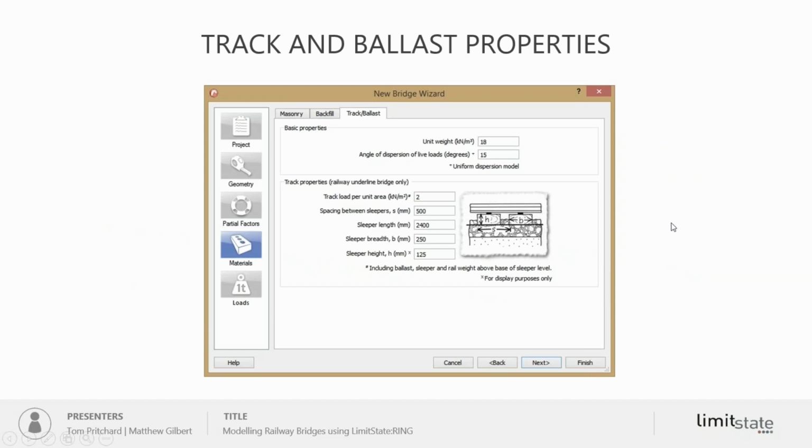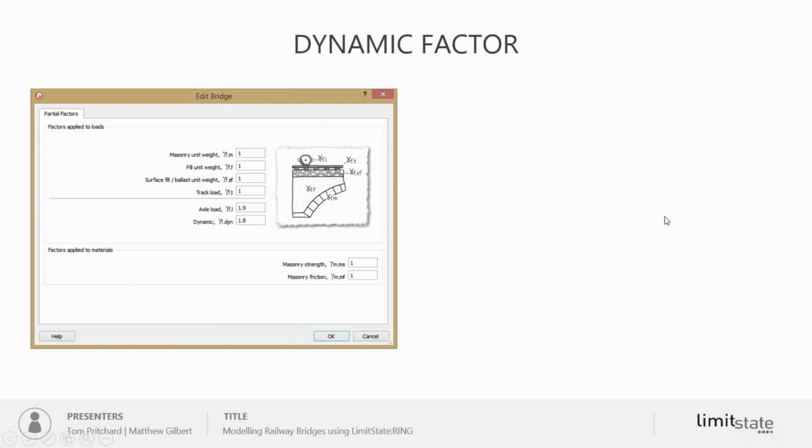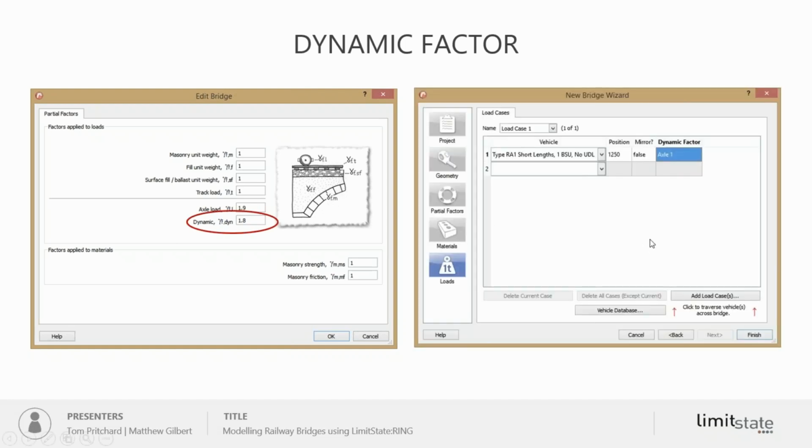We've talked about the track and ballast properties. What we haven't talked about explicitly is the partial factors on the loading. You can apply a load partial factor to the axles, but also you can choose to have a separate dynamic factor, which is selectively applied to one or more of the axles in your vehicle. If you select that dynamic factor, you can then choose to apply it to one or more axles in your vehicle, as you can see on the right hand part of the screen.